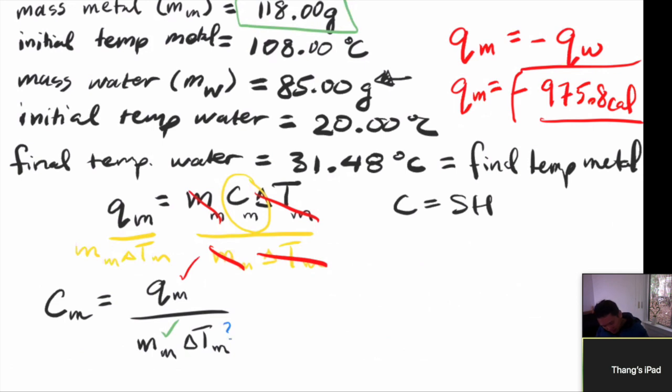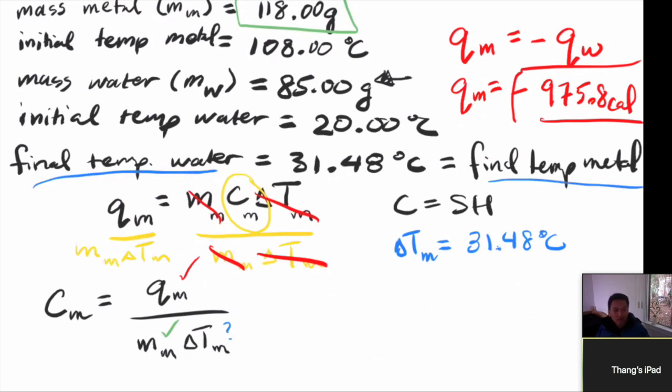So the only thing left we have to worry about is the change in temperature of the metal. So how do we know the change in temperature of the metal? Well, what's the final temperature of the metal? In this case, it is, yes, 31.48. Remember, the final temperature of the water is also the final temperature of the metal because of dynamic thermal equilibrium. Okay, minus the initial temperature of the metal. In this case, it is 108 degrees.